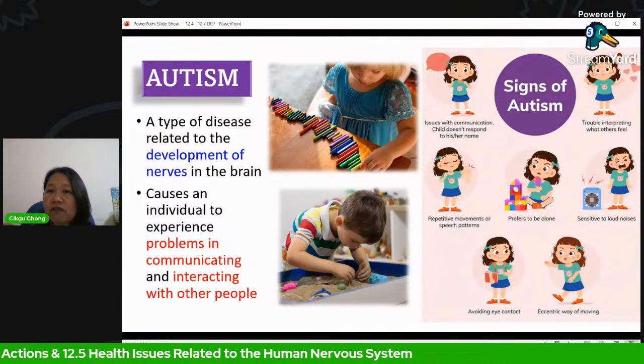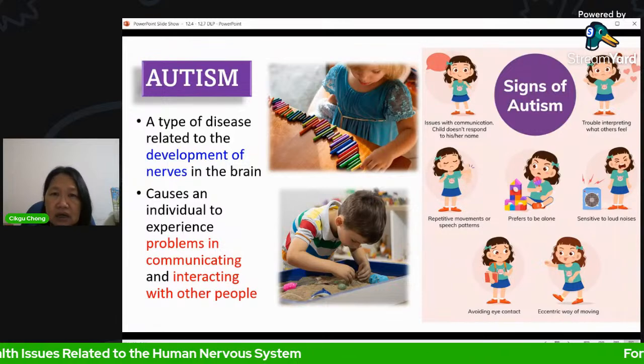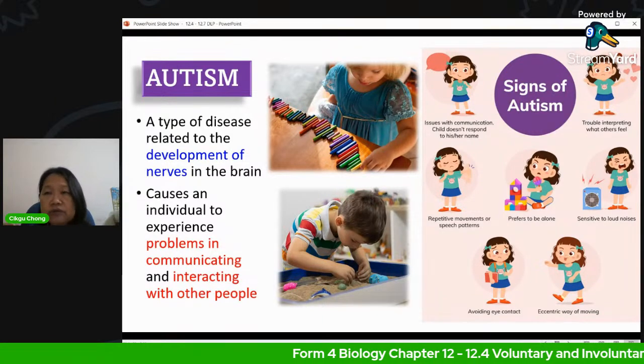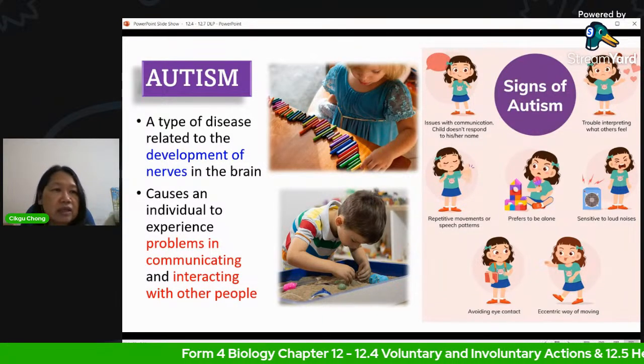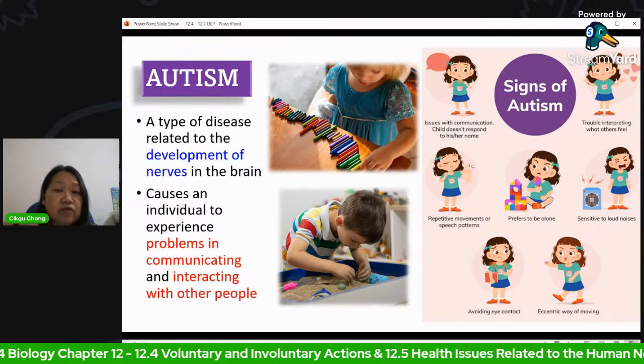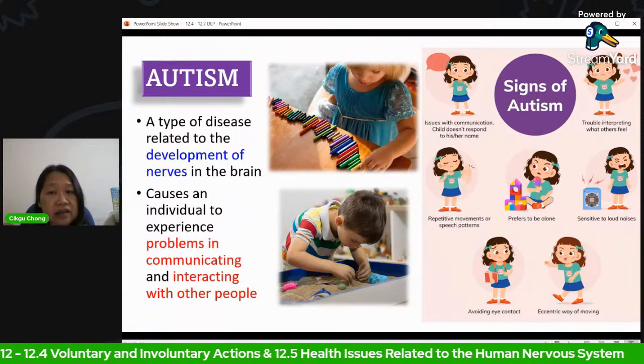So, signs of autism: issues with communication. They don't respond. You call them, they won't answer. Trouble interpreting what others feel. They don't even know when you're feeling sad or happy. They cannot sense what you are feeling. And sometimes they have repetitive movements. They will do the same thing again and again and again.